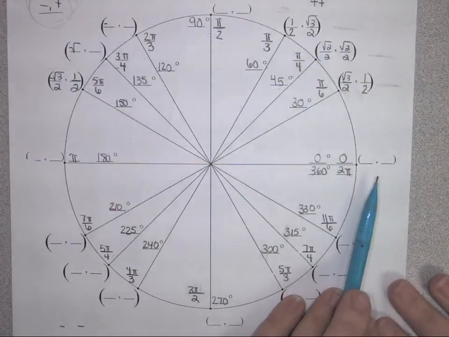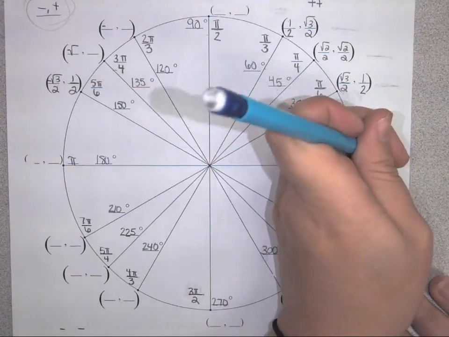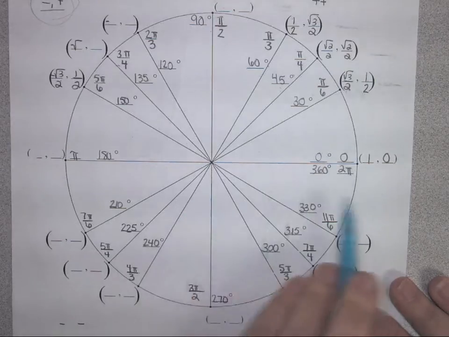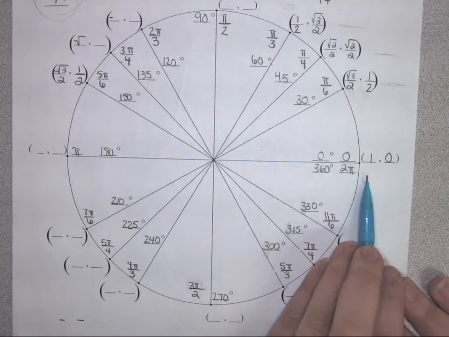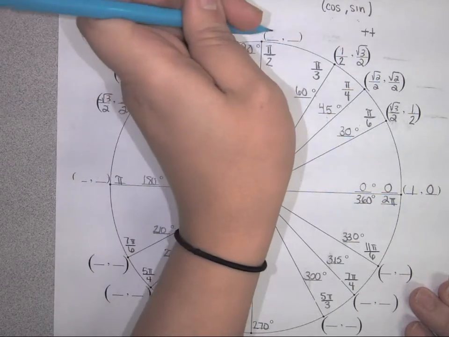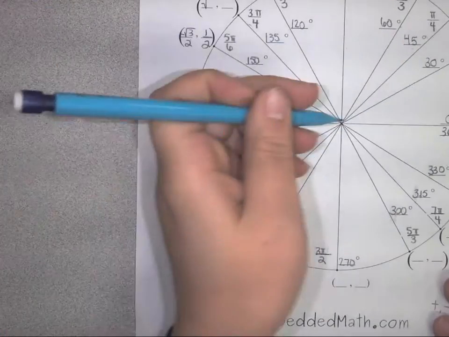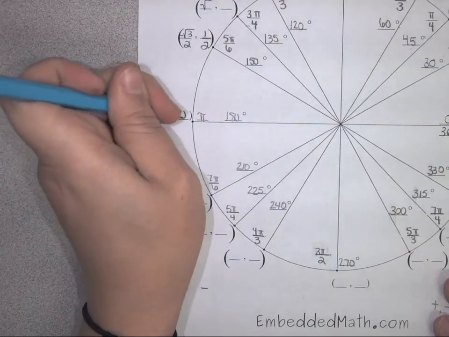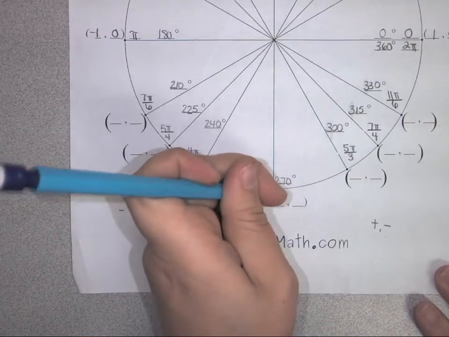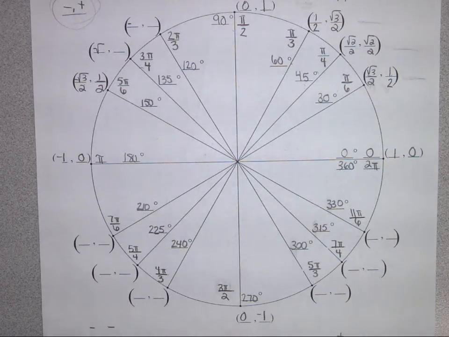And then all of these points, obviously, because the radius is 1, so this is 1 comma 0, because if you were to plot a point over here, you would go over 1, up none. If you were to go up here, right, you would go over none, up 1. And then negative 1 comma 0, 0 comma negative 1. Just a little tidbit of information.